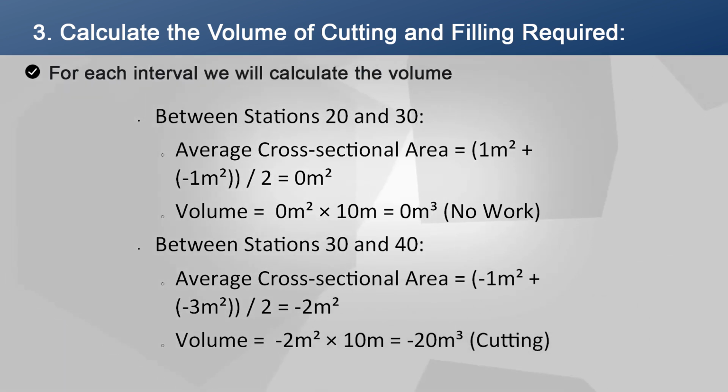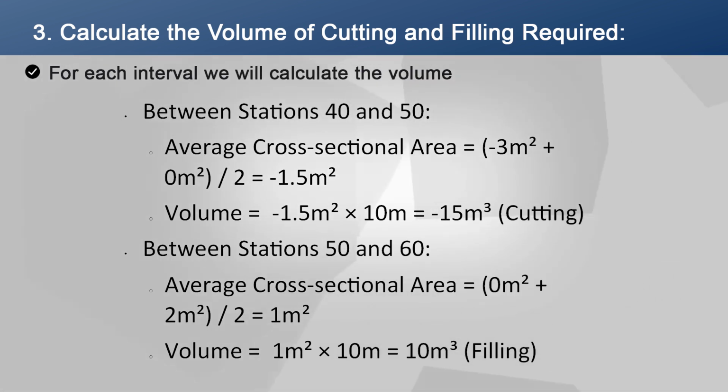Now, we will calculate between the station 20 meter and 30 meter. So, average cross sectional area will be minus 1 square meter plus 1 square meter whole divided by 2. It will come out as 0 square meter. So, volume of earthwork will be 0 cubic meter. Now, between station 30 meter and 40 meter, average cross sectional area can be calculated as 2 square meter and the volume can be calculated as 20 cubic meter in cutting. It is positive means cutting.